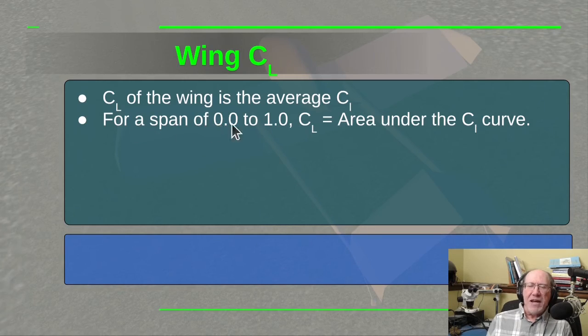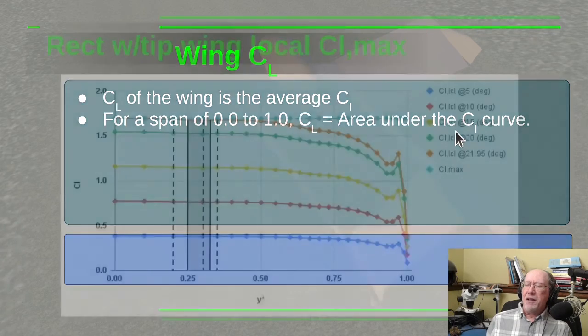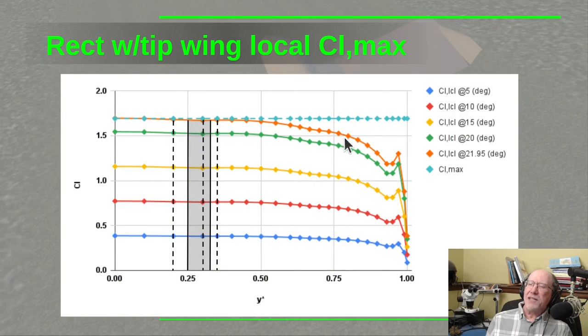So for a span of 0 to 1, which is what we're dealing with at the moment, that coefficient of lift, C sub L, the big capital L, is going to be the entire area underneath the curve of C sub L. So the entire area underneath this orange curve will give us the wing's coefficient of lift. Now we can do that in a piecewise integration. We don't have to do a big highfalutin mathematical integration. We can do it in a spreadsheet piecewise.